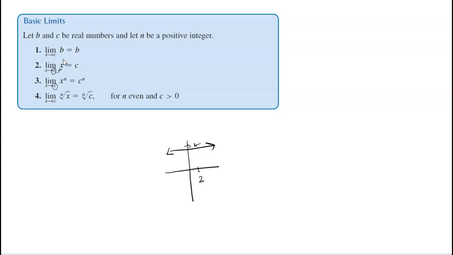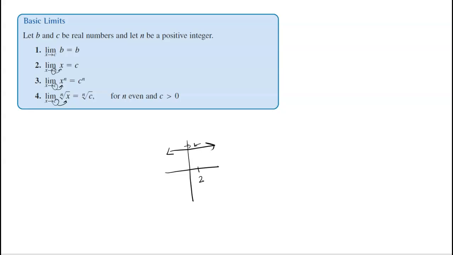Number 3 has an exponent, so you're plugging your C value in, and it's any number. And then same thing on number 4. The only difference is on number 4, we want to make sure that our C value is greater than 0 when our n is even, because then we don't have to worry about imaginary numbers.